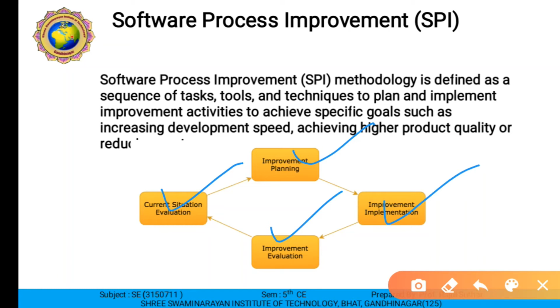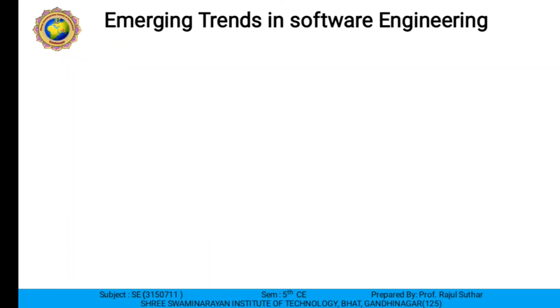Then emerging trends in software engineering. This is the last point of the software engineering chapter 10. So let me discuss the emerging trends in software engineering. First one is the process trend.